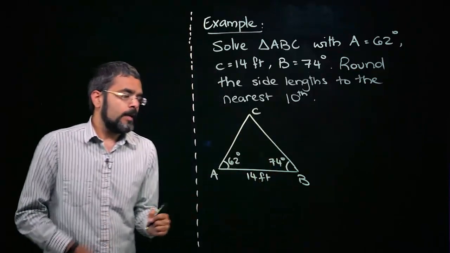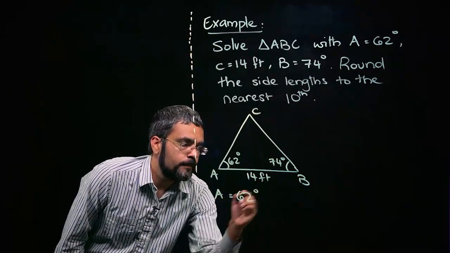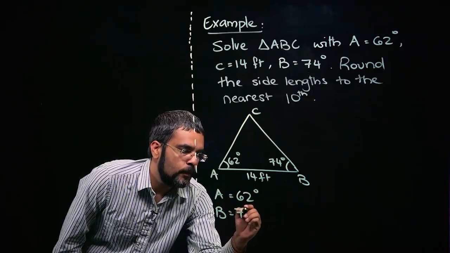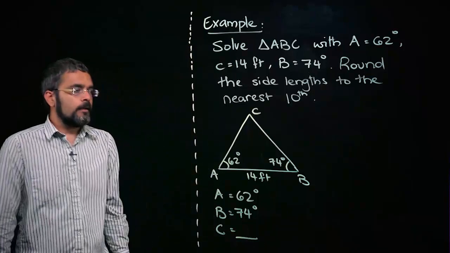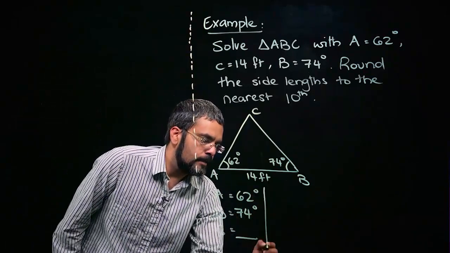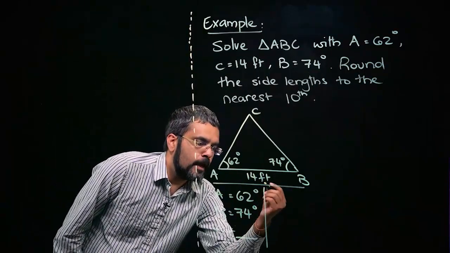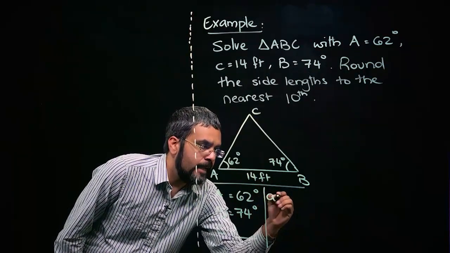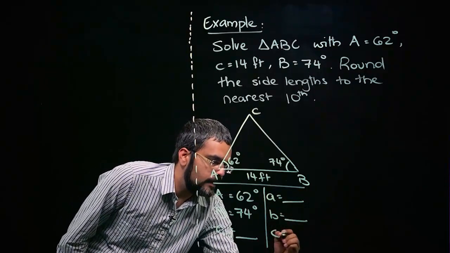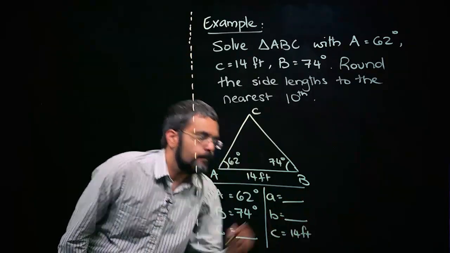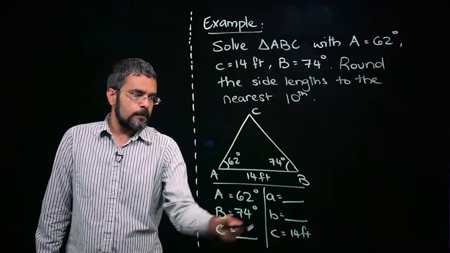Okay, so what do I need? What am I given? I'm given A, which is 62 degrees, B, which is 74 degrees, and C, which is what I need to find. And in terms of my sides, I need to find A. I don't know what that is. I don't know what B is, but I know what C is, and that's 14 feet. Right? So solving a triangle all it means is I need to find the unknowns.